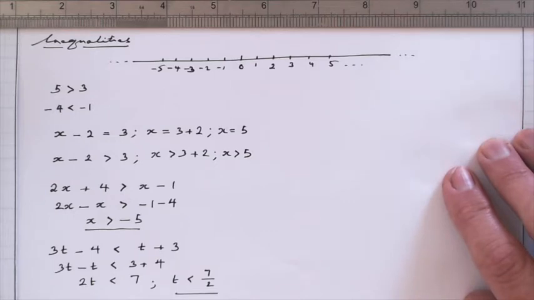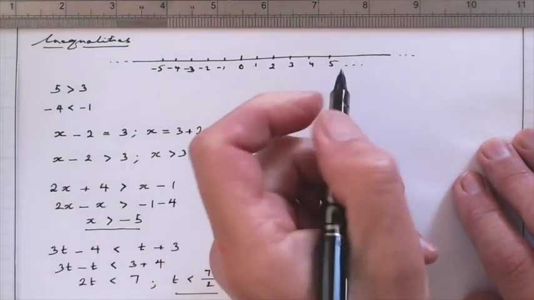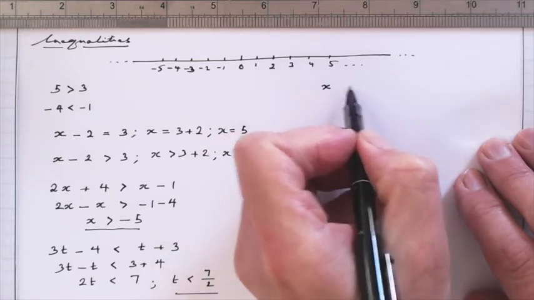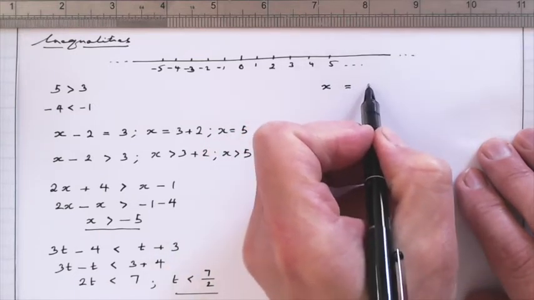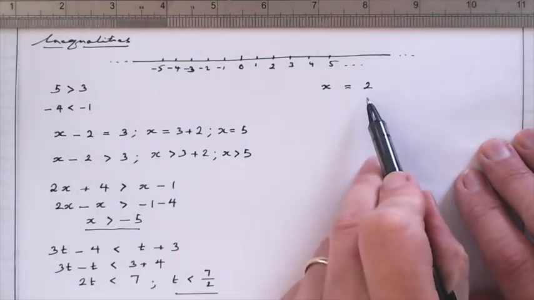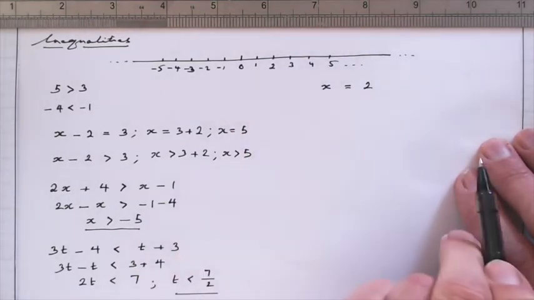Let's see why that's true, okay? Let's imagine we have an equation. So I'm going to go back to equations first just to show you the difference. Let's say we have an equation that x equals 2. So that's fine, right? It just says what it is, x is equal to 2.